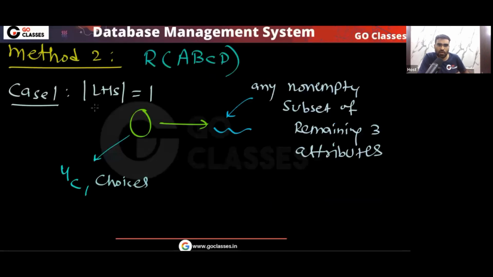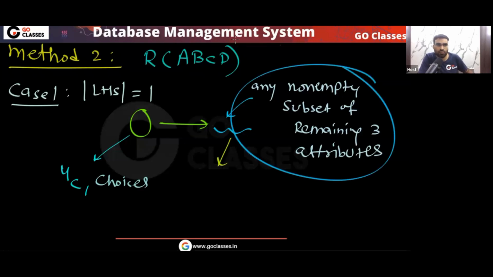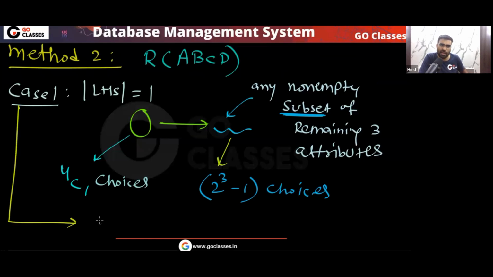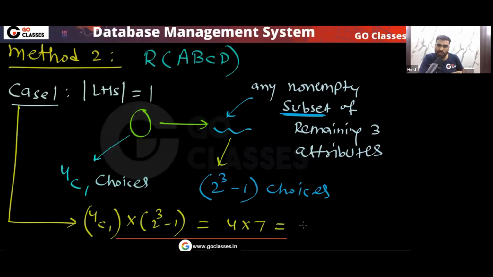So here, on LHS I want to put one attribute, so from 4 attributes I can choose one: 4 choose 1. Tell me, for this RHS, how many choices are there? I can put any non-empty subset of the remaining 3 attributes, so that will be 2 power 3 minus 1 choices. So in case number 1, I will get 4C1 multiplied by 2 power 3 minus 1, that is 4 multiplied by 7. These 28 useful FDs I got in case number 1.